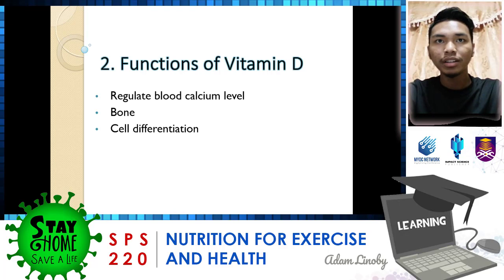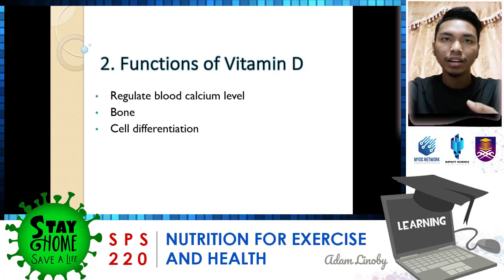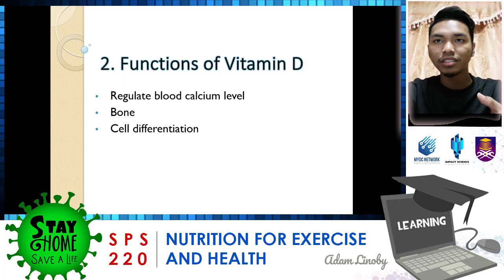The first one is to regulate blood calcium level, in which calcitriol enhances the absorption of calcium and phosphorus in the small intestine. The second one is bone. Calcitriol assists parathyroid hormone in stimulating osteoclasts to break down bone and release calcium into the blood. Calcitriol also controls the rate of bone calcification.